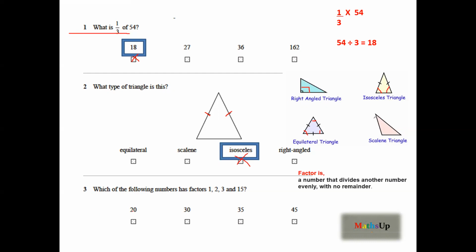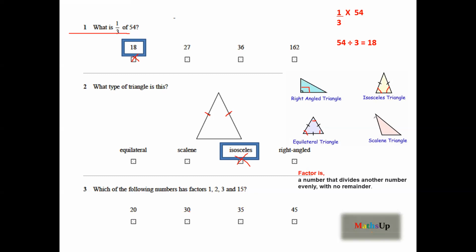So if you take 20, 20 can divide by 1 and 2 without getting any remainder. But it cannot divide by 3 and it cannot divide by 15 as well. Therefore, 3 and 15 are not factors of 20. Therefore, 20 will not be the correct answer.